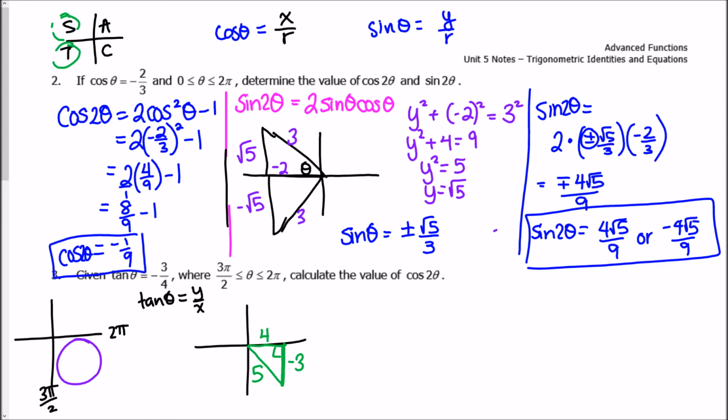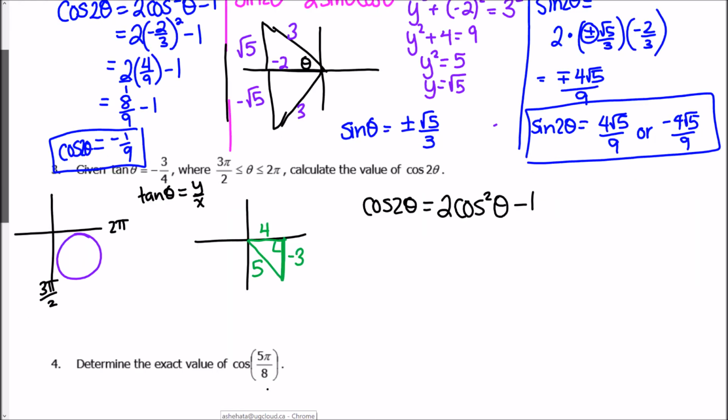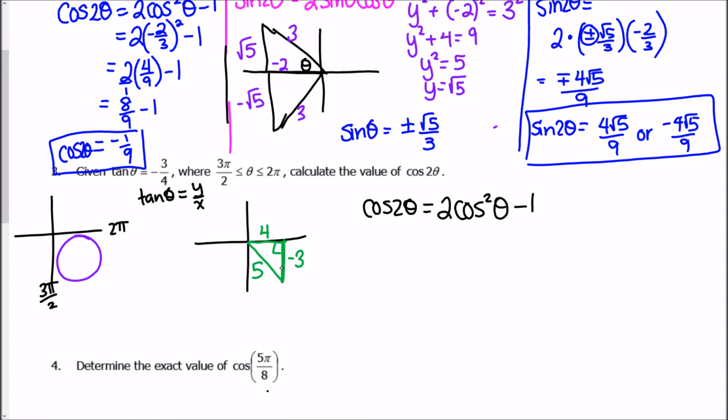So all I need to do is figure out what cosine of 2 theta is. So if I do cosine of 2 theta, I have 3 options for equations that I can use, and you can use any one of those 3 options. So I'll just go straight with 2 cosine squared theta minus 1 right here. So I have to identify what cosine of theta is, and if I look right here, if this is where my angle is, then cosine is going to be 4 over 5. So we can say that cosine of theta is 4 over 5.